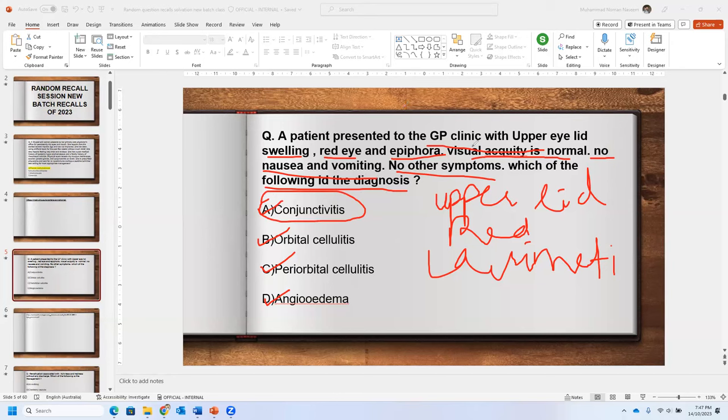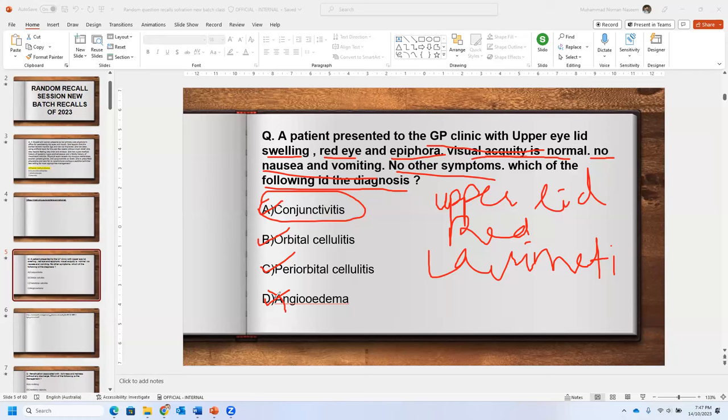Or bacterial conjunctivitis. If there was a purulent discharge, it might have been a bacterial conjunctivitis as well. Angioedema will be severe swelling, and there will be redness of the eyelid in such a way that you will be able to see the vessels. It will be like a hemangioma type of redness, not the simple redness which is associated with inflammation. Epiphora, doctor, means excessive lacrimation, excessive tearing of the eyes, excessive production of tears.